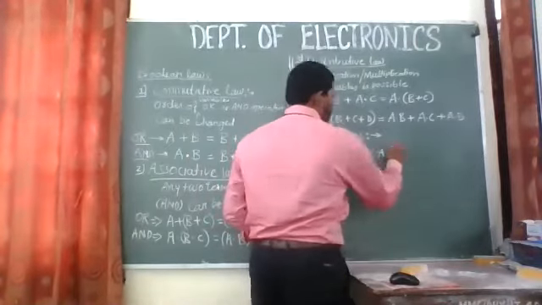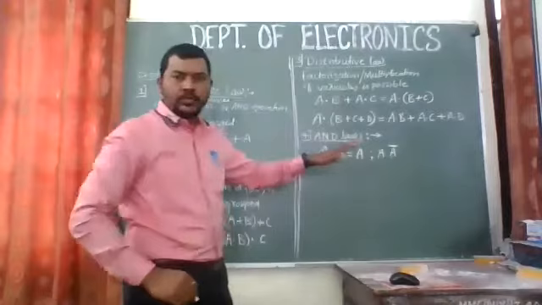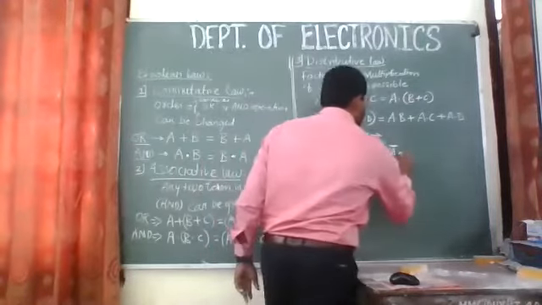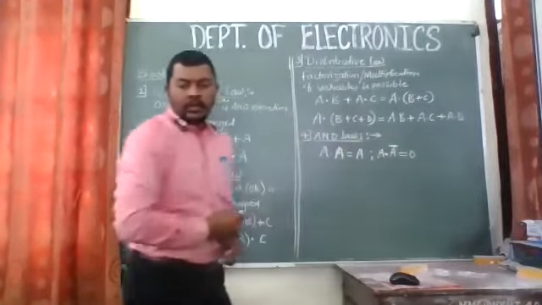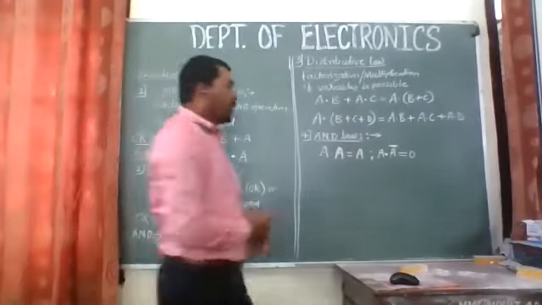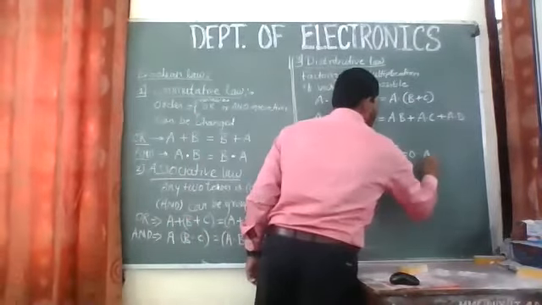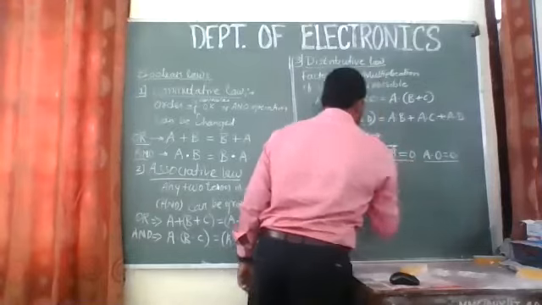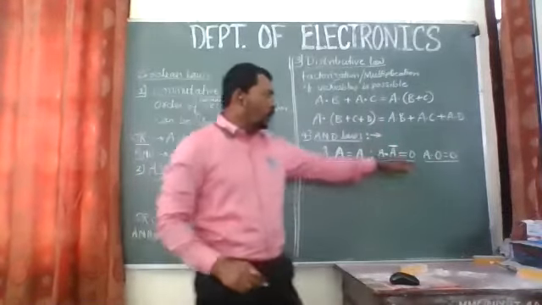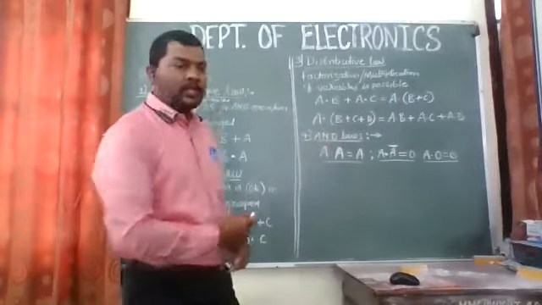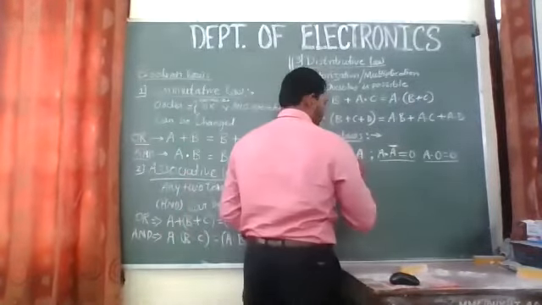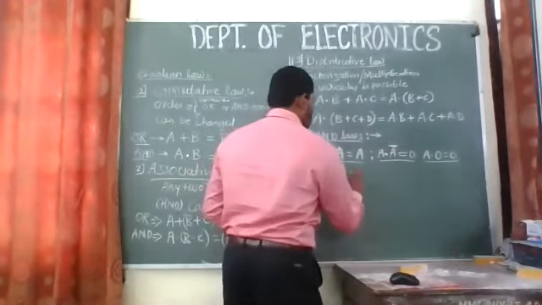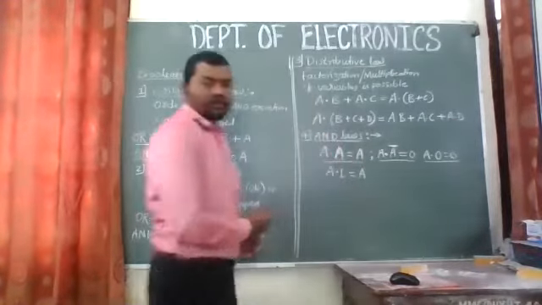The second one is A dot A bar. I guess it is visible to you. A dot A bar is equal to 0. The third one is A dot 0 is 0. So this is the third one, this is the second one, this is the first one. And the last one is A dot 1. So A dot 1 is equal to A.